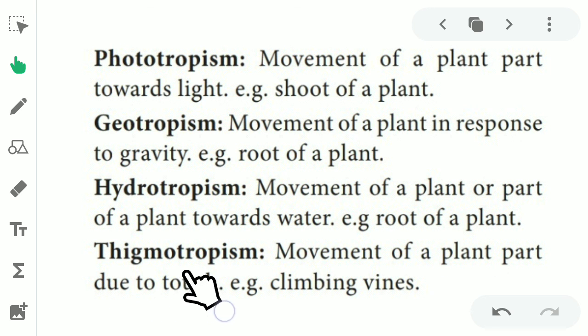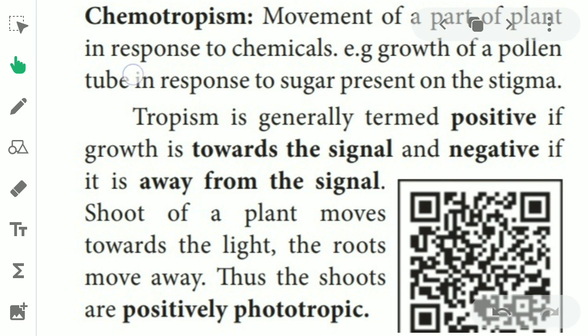Thigmotrophism. Thigmo means touch. Movement of a plant part due to touch. Example, climbing vine. The climbers start to climb when they touch the support. Chemotrophism. Chemo means chemical. Movement of a plant part in response to a chemical. Example, growth of the pollen tube in response to sugar present in the stigma.